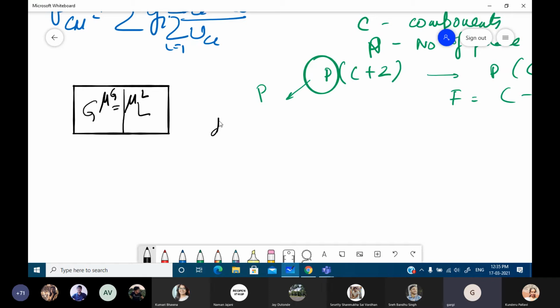Now, what is the governing equation for finding out mu? Can you tell me? How can you express mu in terms of T and V? Anybody? It is a single component system. What is mu equal to for a single component system?